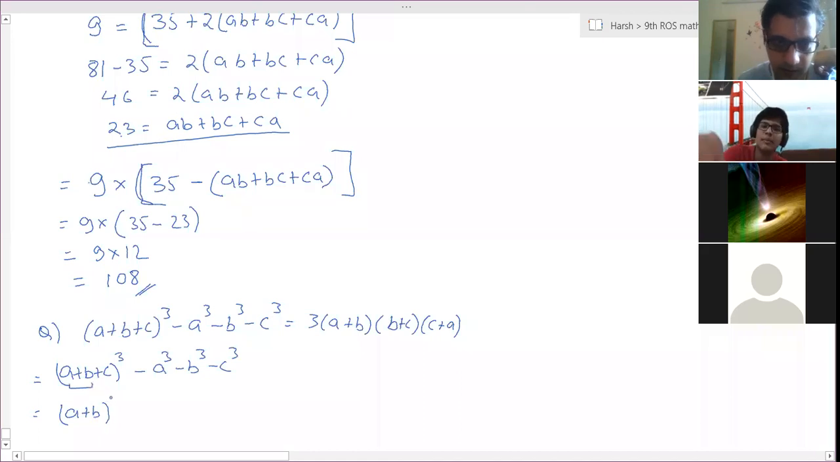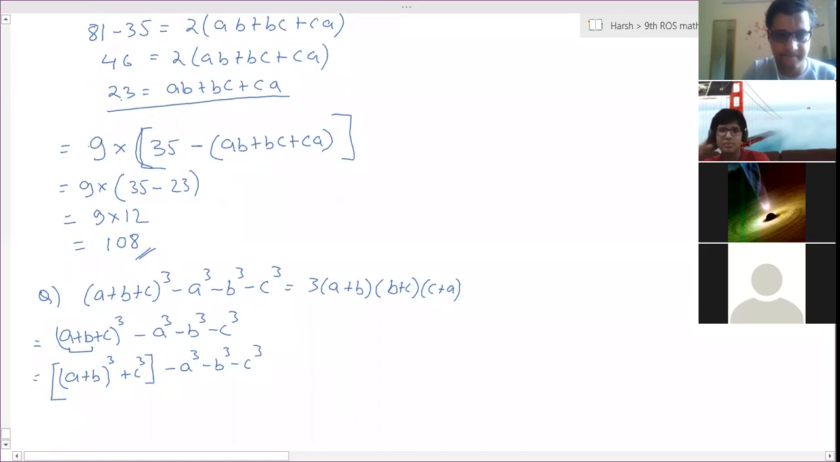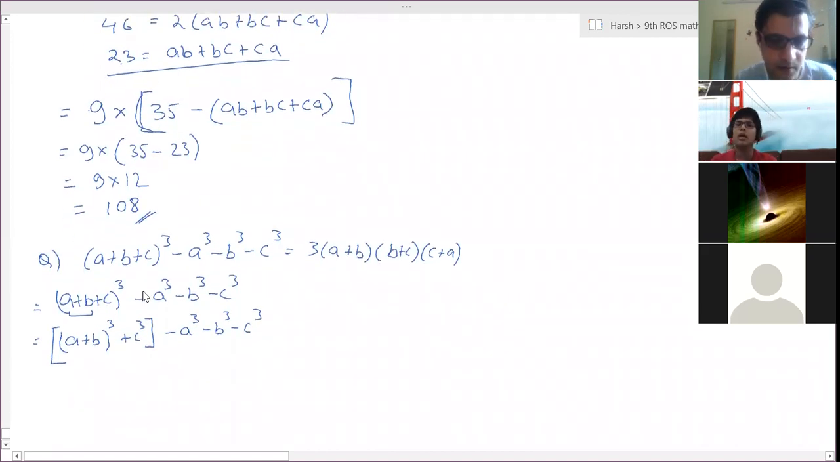So another bracket before a+b, plus c. Then we can do minus (a cube plus b cube plus c cube), putting the bracket common. Then again we leave it as (a+b) whole cube plus c cube. Just hold on, so (a+b) whole cube, then plus c cube.